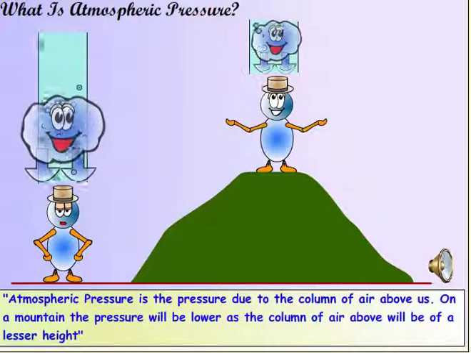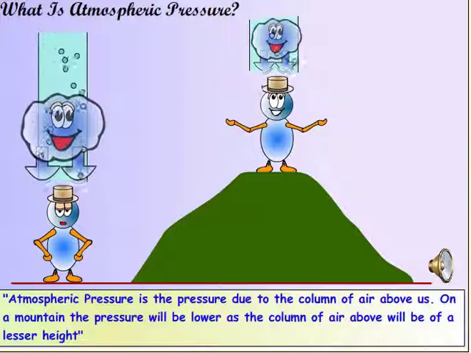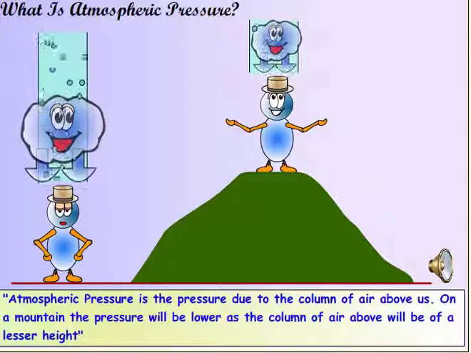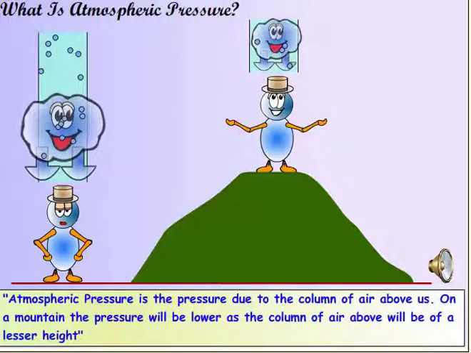Atmospheric pressure is the pressure that we experience on account of the column of air above us. On the top of a mountain, the atmospheric pressure is less, since the column of air above us will be of a lesser height.